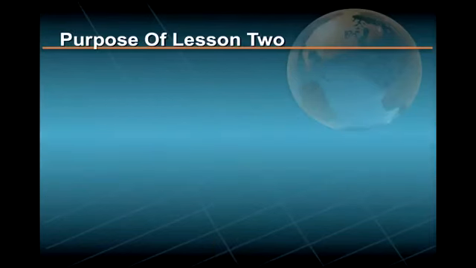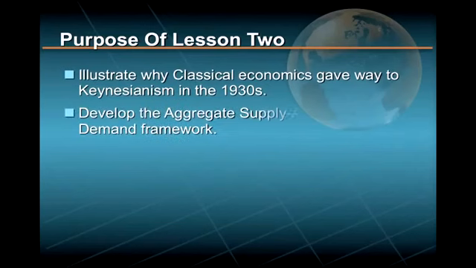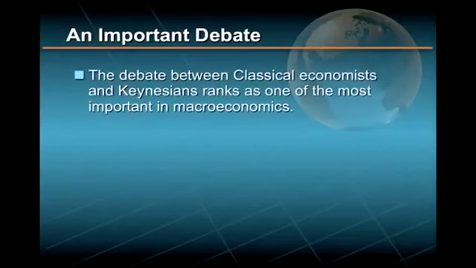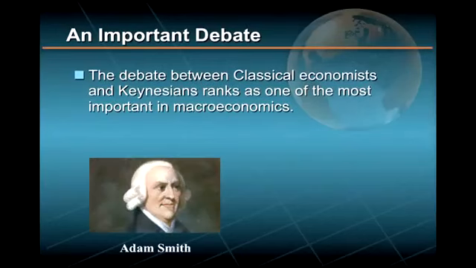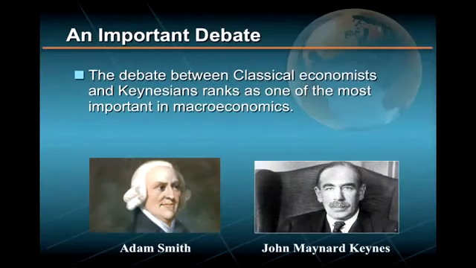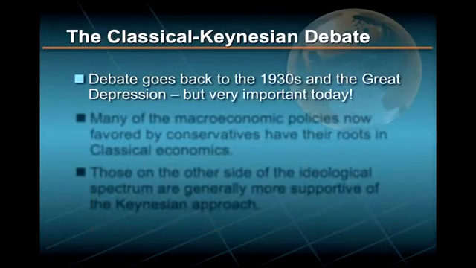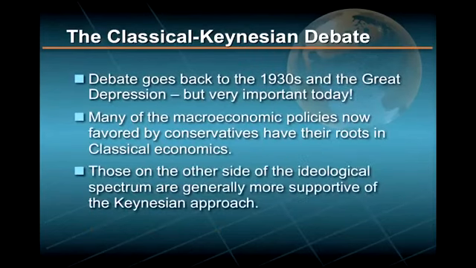The purpose of this lesson is to first illustrate why classical economics gave way to Keynesianism in the 1930s. This discussion sets the stage for the development of one of the most important tools used in macroeconomics, the aggregate supply, aggregate demand framework. The debate between classical economists and Keynesians ranks as one of the most important in macroeconomics. It is a debate that goes back to the 1930s and the Great Depression. However, it remains a very important one even today.